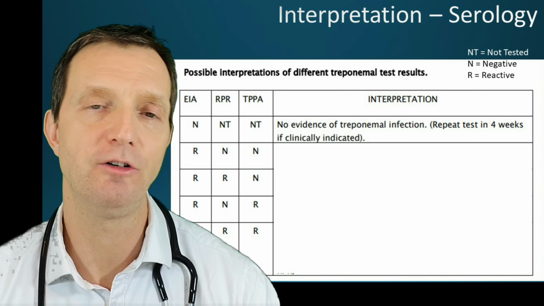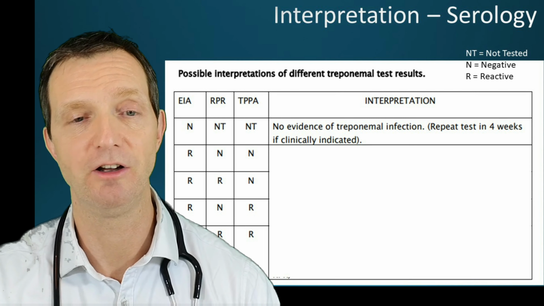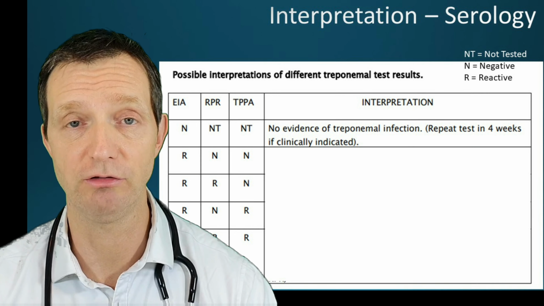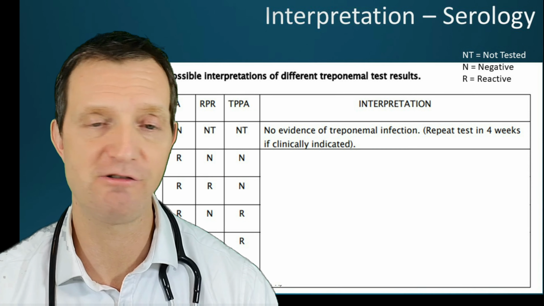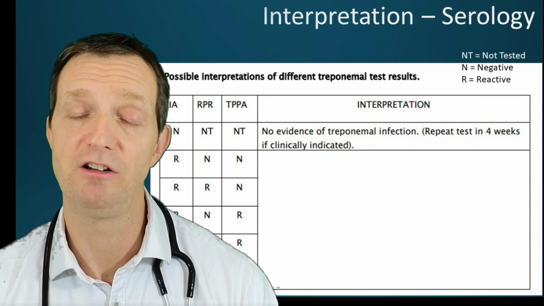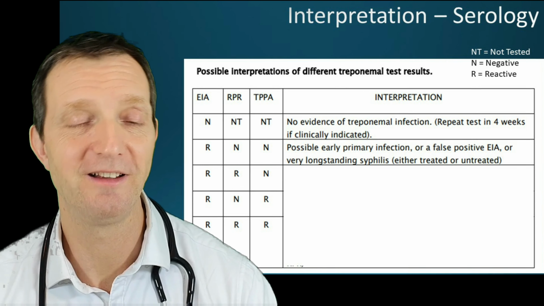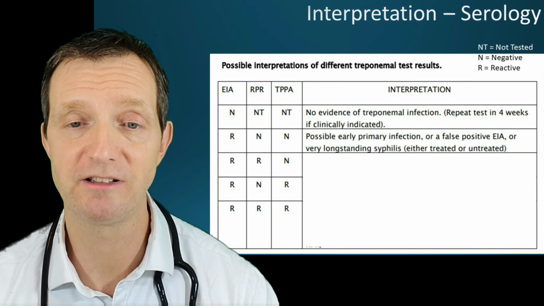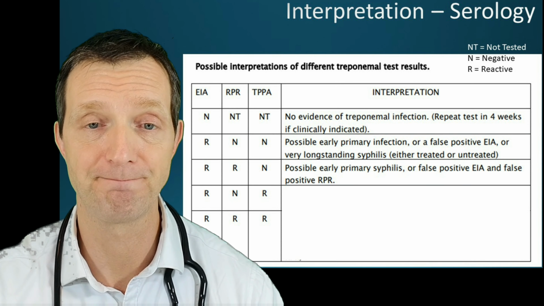What happens if the EIA, or the antibody test, is returned reactive, but the other two tests are negative? What does that mean? Well, it could mean a possible early primary infection, or it could mean a false positive antibody test, or a very, very long-standing syphilis, either treated or untreated. So it gets a little bit difficult. So the antibody test could be reactive, the RPR could be reactive, but the TPPA could be negative. This could mean possible early primary syphilis, or a false positive antibody test and a false positive RPR.